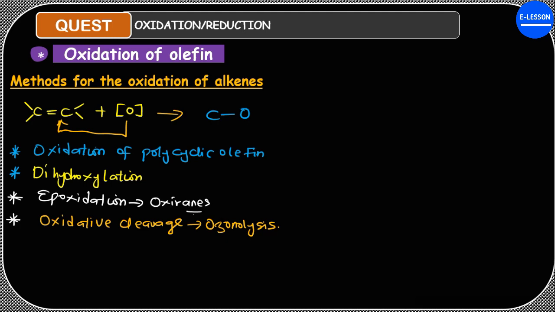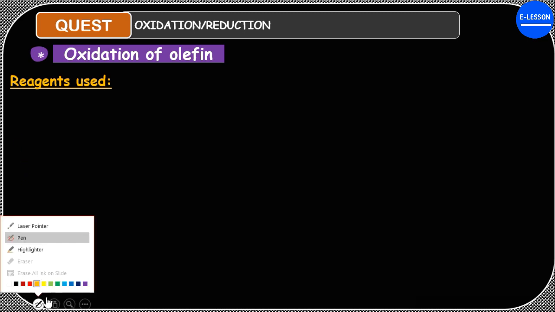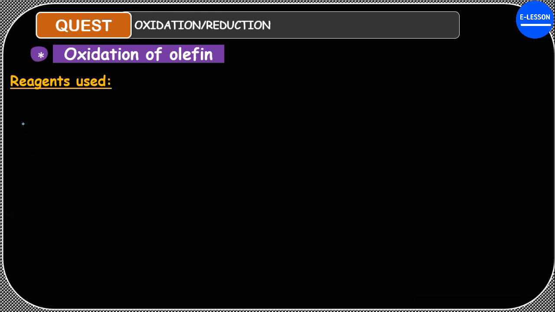Now, having known this, the next thing that we are going to look at are some of the oxidizing reagents. The oxidizing reagents that are used for oxidation of alkenes are as follows. One of the oxidizing agents that we are going to look at is chromium trioxide.